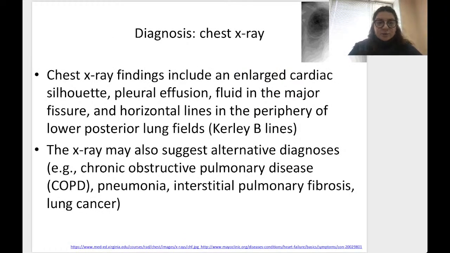Okay, what about chest X-ray? The findings include an enlarged cardiac silhouette, pleural effusion, fluid in the major fissure, or horizontal lines in the periphery of lower posterior lung fields. We name them Kerley B lines. Maybe in pulmonology I will show you Kerley B lines. The X-ray may also suggest alternative diagnoses like chronic obstructive pulmonary disease, pneumonia, interstitial pulmonary fibrosis, and lung cancer.